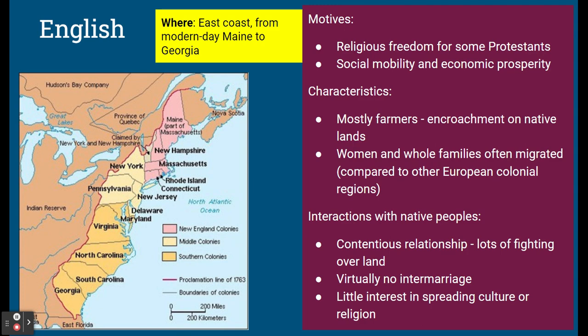So, motives for conquest on the part of the English: some people came for religious freedom. Some settlements were religious settlements initially, like the Puritans or the Pilgrims in the New England colonies. We'll talk more about that in the next video. But mostly people, even the ones who came over that were Protestants, were mostly coming for social mobility and more economic prosperity, for the chance to own land, to build their own farms, to create their own businesses, but especially their own farms.